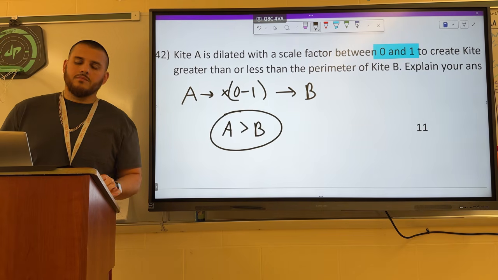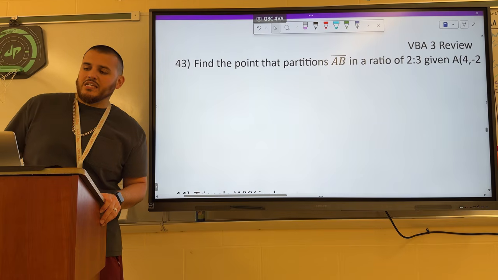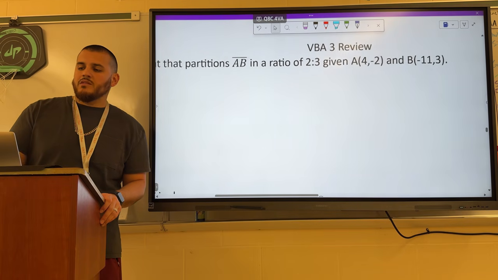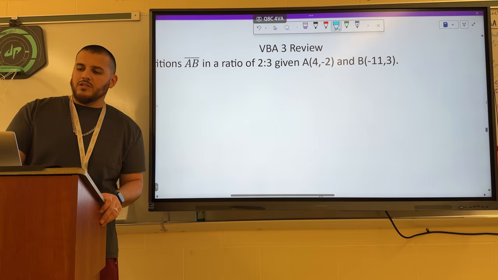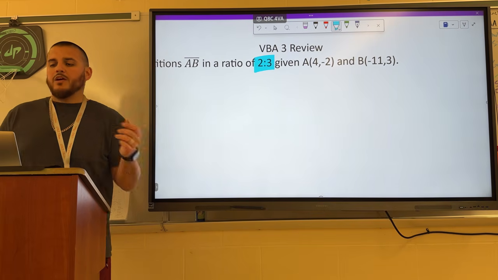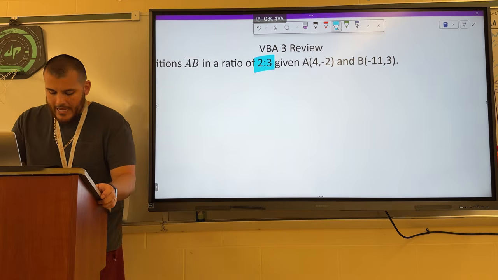Example 43 is a partitioning question. We need to find a point that's going to partition a segment into a ratio of 2 to 3 with our endpoints given here at A and B.